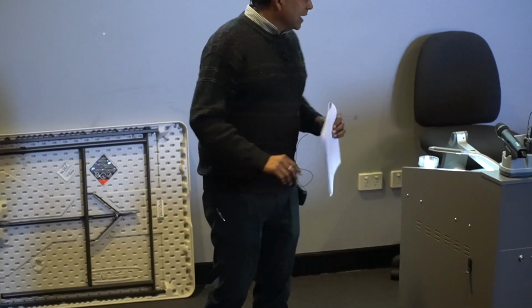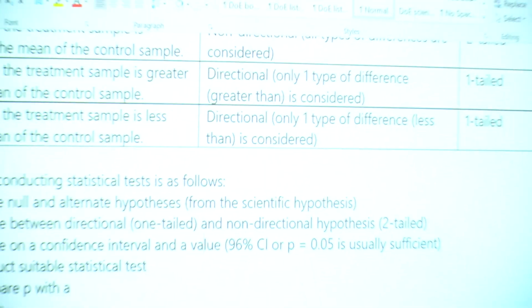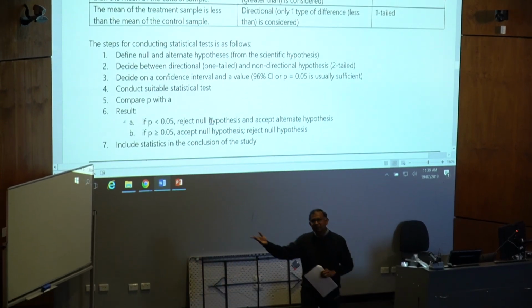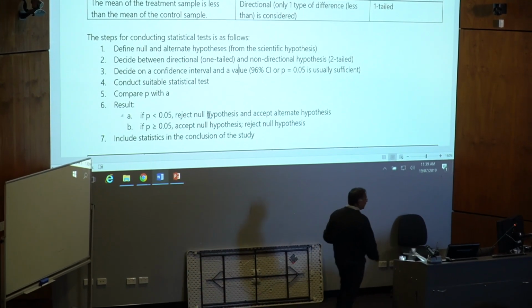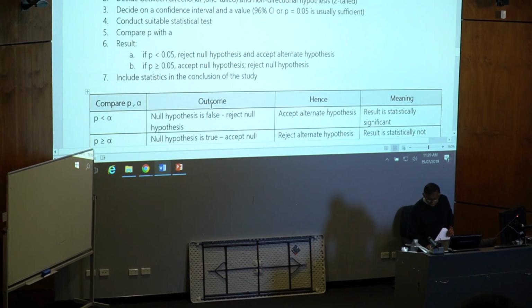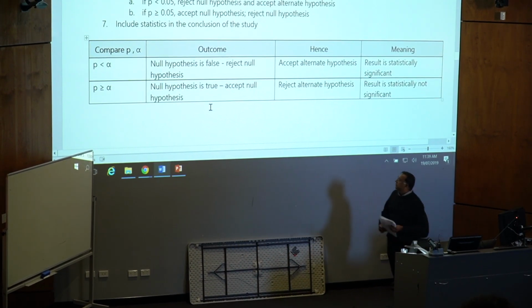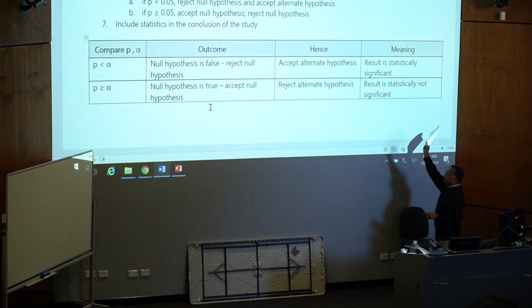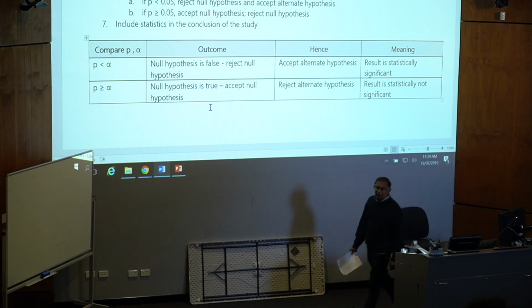So in step 5, you're comparing P with A. If P is less than A, in this case I've used 0.05, the golden rule, you reject the null hypothesis. So P less than A, reject null hypothesis. P greater than A, you accept the null hypothesis. And I think I've put it in a table for you. P less than A, reject the null hypothesis. P greater than A, you accept the null hypothesis.